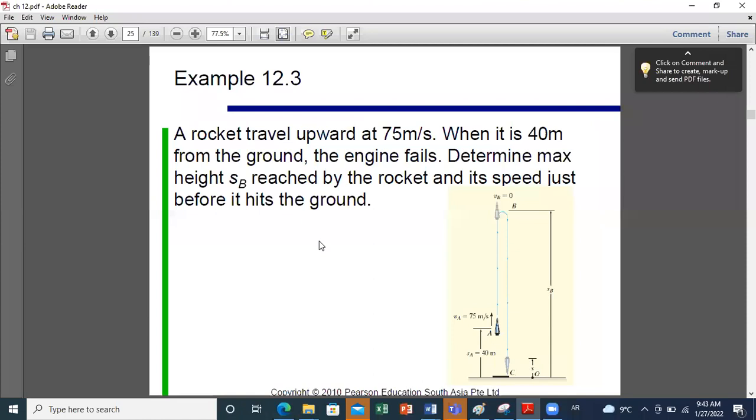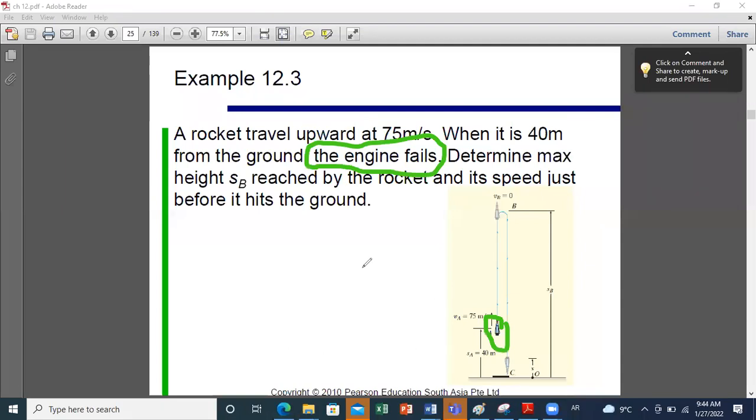So in this problem, we have a rocket. Initially, the engine was working, so it can be accelerating maybe, or it can be moving at a speed that is controlled by the engine. Now, when the engine fails, what does this mean? Not acceleration equals 0, but the force of the engine on the rocket is not present anymore.